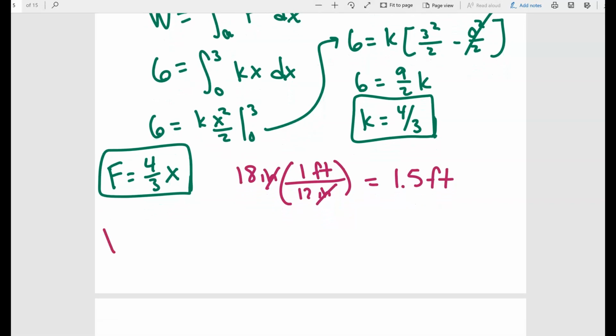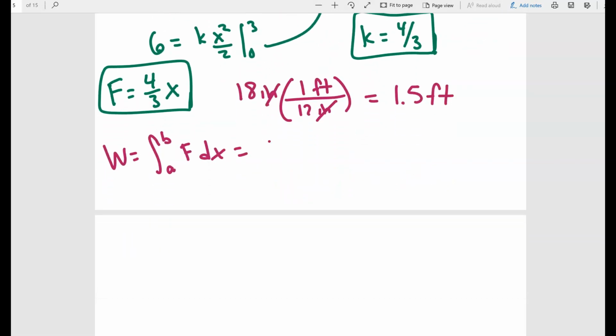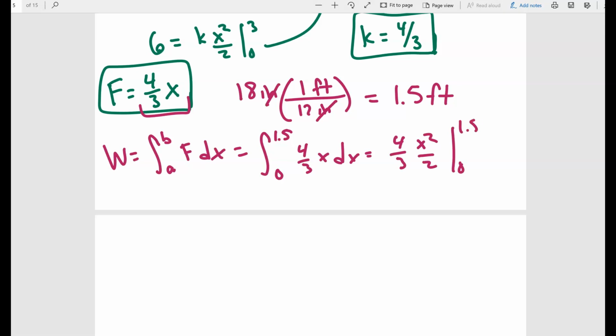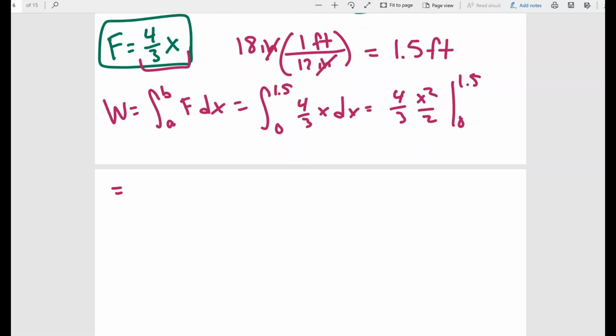Well, the work is just equal to the integral from a to b of the force dx. So it's going to be the integral from 0 to 1.5. Then I'm going to plug in the f, which is 4/3 x dx. So this is going to give me 4/3 x squared over 2 from 0 to 1.5. That's going to give me 2/3 x squared from 0 to 1.5. I can only plug in 1.5 because the 0 is going to go away.